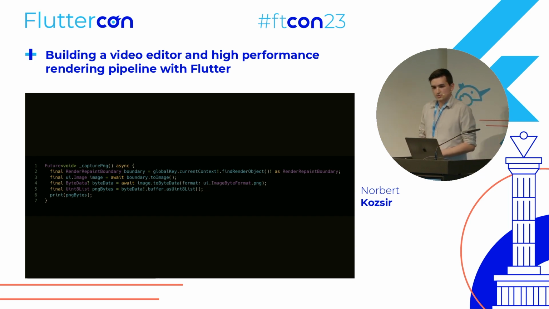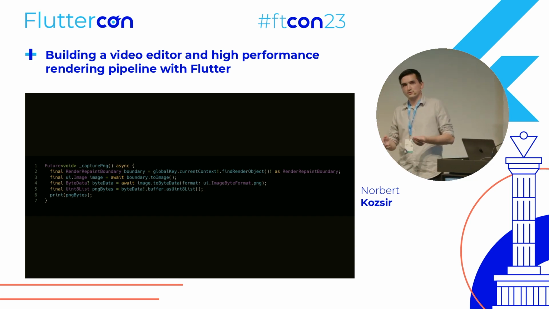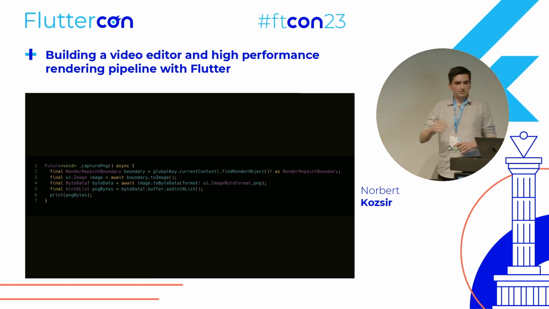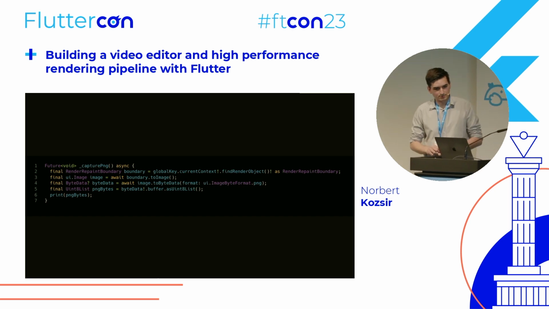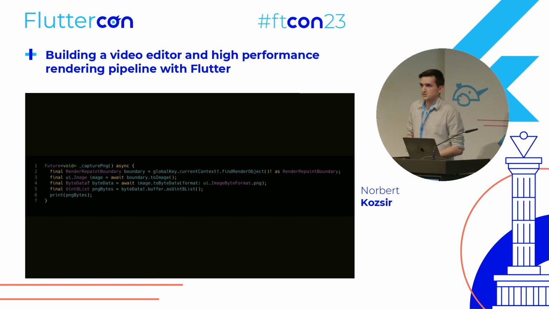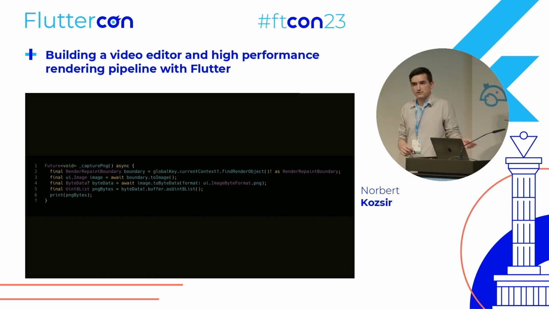If we call toImage on the boundary, that basically goes to the Flutter engine. It then rasterizes the whole thing. It's all async. It sends the result back as PNG data, as PNG bytes. In this case, I'm printing it. Obviously, you wouldn't be printing it, but saving it to a file.